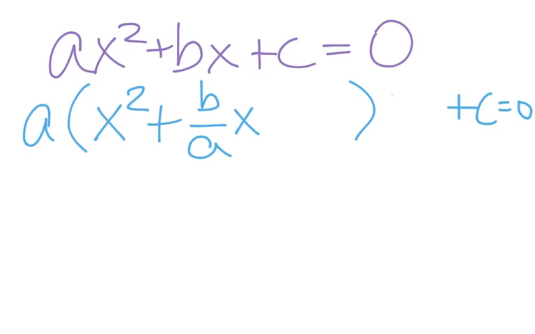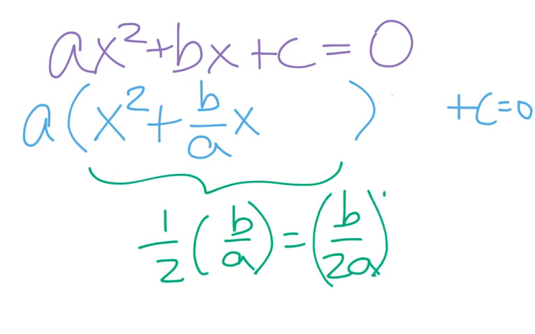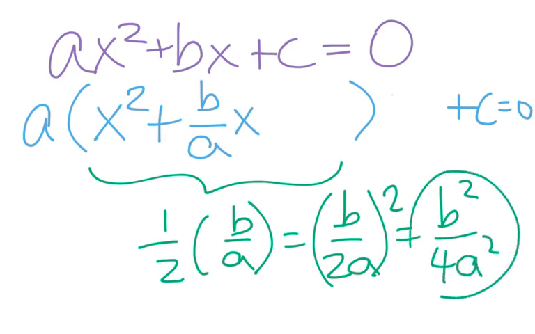So I haven't done anything to change it, I've just made it look in a different form. The next thing I'm going to do to complete this and make this into a perfect square trinomial is take half of b over a, which is equal to b over 2a, and square it. And that's going to equal b squared over 4a squared. This is what's going to go right there.